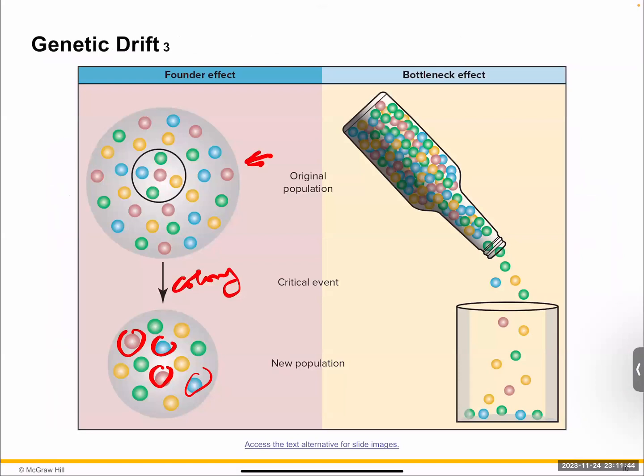Here's a depiction of what a bottleneck looks like. If you have equal frequency of all genetic alleles in the bottle, the bottleneck may allow, let's say, the green to be more frequent as a result. Again, it's completely by chance, and that causes the frequency of the green to increase over time compared to red and blue, for instance.